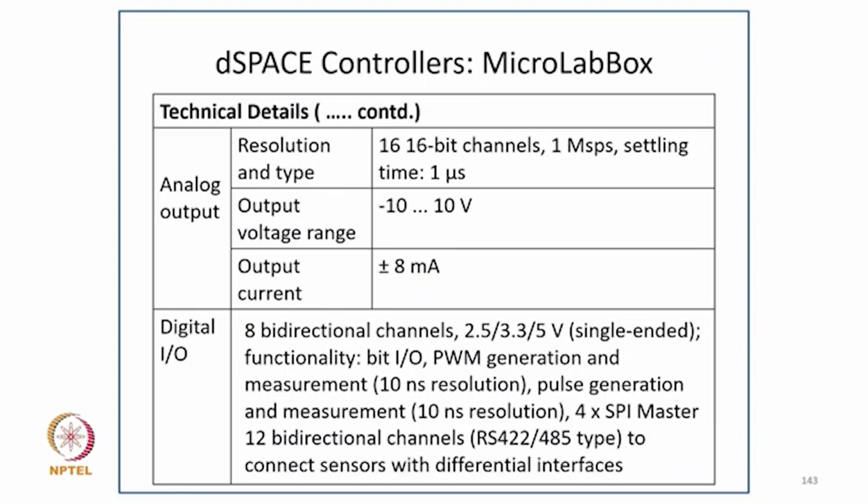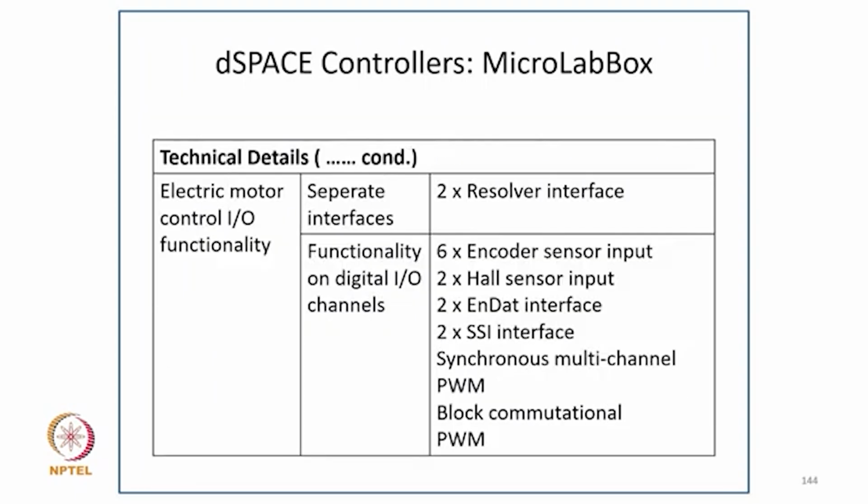and digital I/O is 8 bidirectional channels, 2.5 volt, 3.3, 5.5 volt, single rate functionality, bit input, clock generation and measurement, 10 nanosecond resolution, pulse generation and measurement 10 nanosecond resolution, 4 into SPI master 12 bidirectional channels, RS422 485 type to connect sensors with differential interfaces. Electronic motor input output control functionality, separate interface 2 into 2 resolver interface, functionality of digital I/O channels.